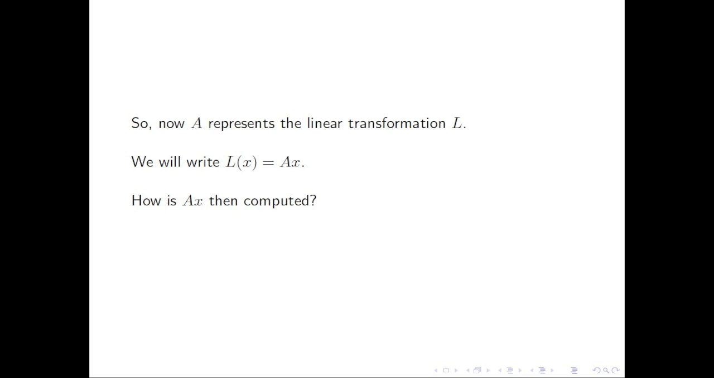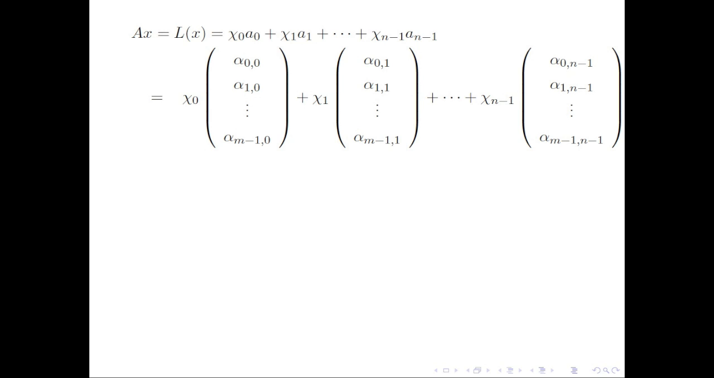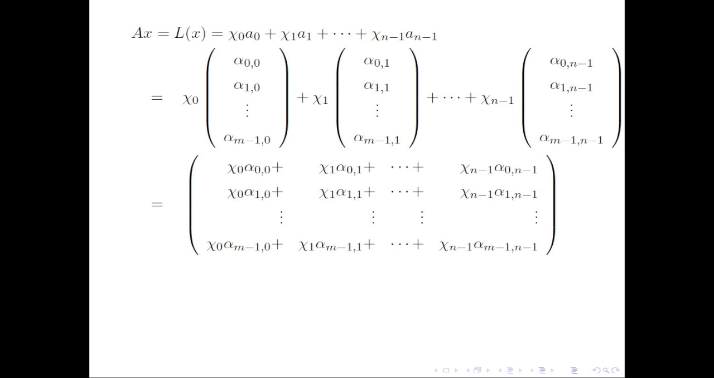But how is A times x computed? We're going to start calling this A times x. We know that Ax must have the same effect as evaluating L of x. And we know that L of x is the same as the linear combination of the vectors A sub j, where chi sub j is the jth component of x and A sub j is the transformed jth unit basis vector. We can then rewrite each of the vectors A sub j by exposing their individual components. But we know how to add scaled vectors together, leaving us with this result.